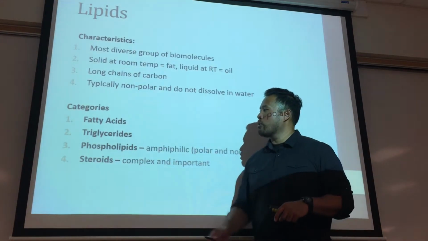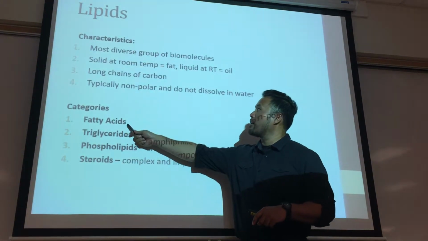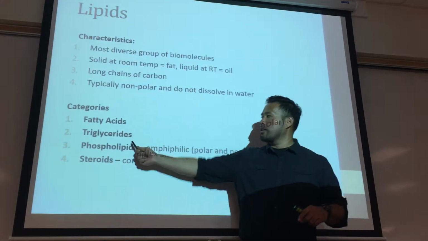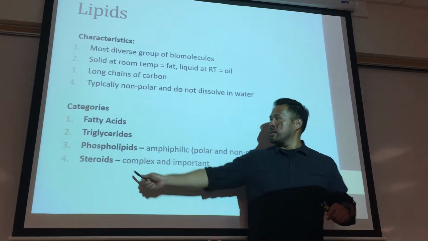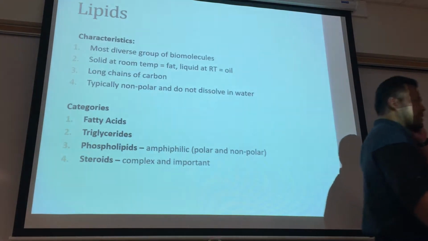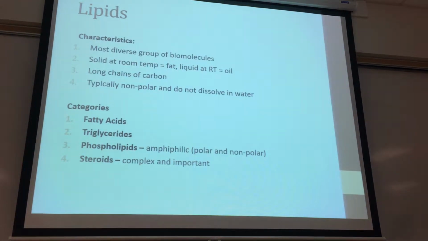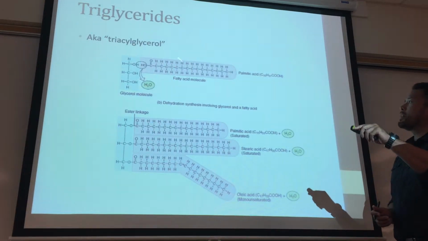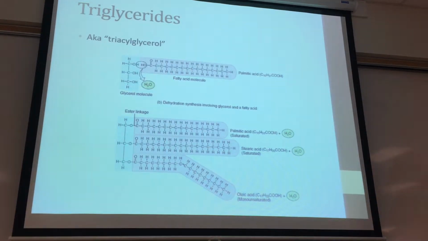We have 4 categories that fall under the category of lipids. We have fatty acids, triglycerides, phospholipids, and steroids. I'll talk about these in just a second. What exactly are lipids? Lipids are long strings, typically of hydrocarbons, comprised of a bunch of carbons and hydrogens. On our next slide, you can see a whole string of carbons, hydrocarbons, etc.